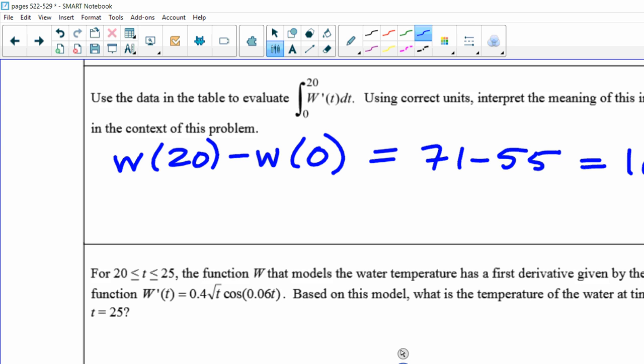From time 0 to time 20, the temperature of the water in the tub changes by 16 degrees Fahrenheit. Yep. You can say increases. You can say either one. So from time 0 to time 20 minutes, the temperature of the water in the tub changes or increases by 16 degrees Fahrenheit. Now, are you going to say per minute? No, because this is not a rate.